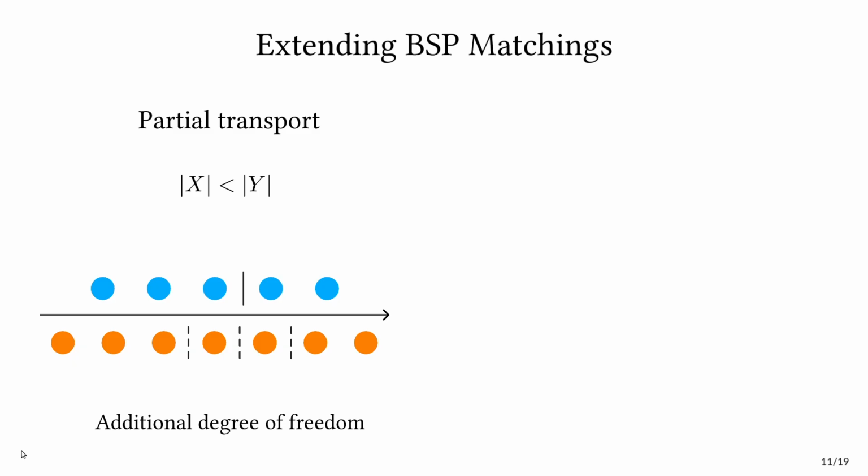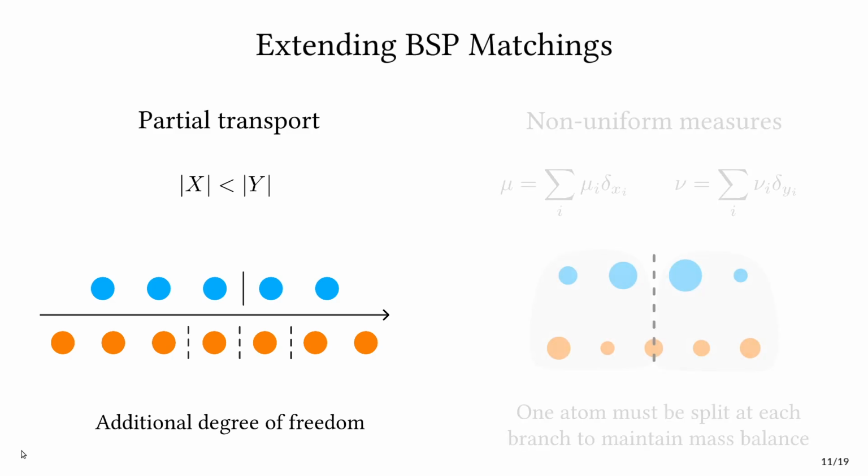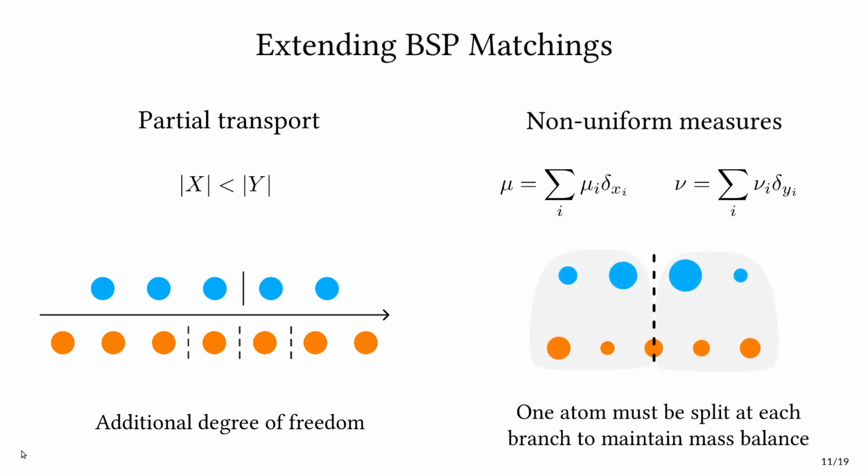For example, the partial transport case, where you have more points in Y than in X, and so not all the points of Y are going to receive mass. And also the non-uniform case, where each point can have a different mass. And I don't have the time to dive into the details, but essentially what you need to be careful about in order to generalize BSP matchings to these settings is how you split your point sets in 2 at each step of the recursion. And if you do that carefully, you can ensure that you always satisfy the mass assignment constraints, and so that's what makes it work.